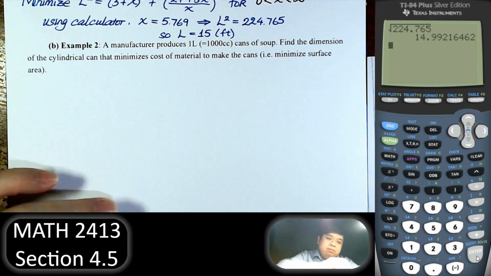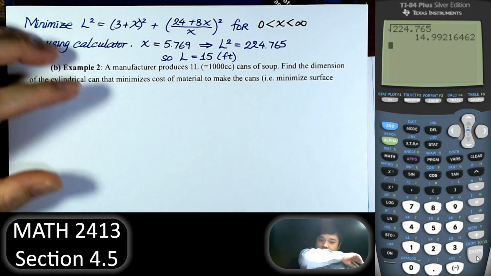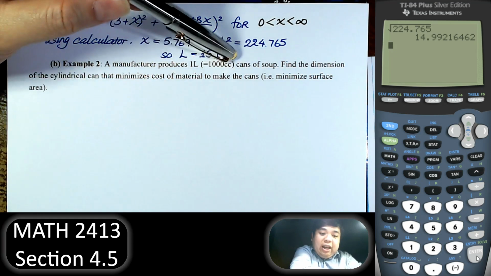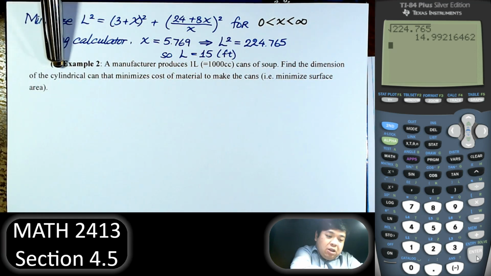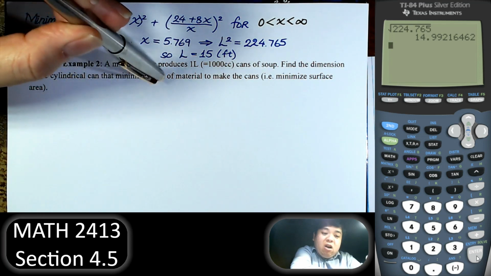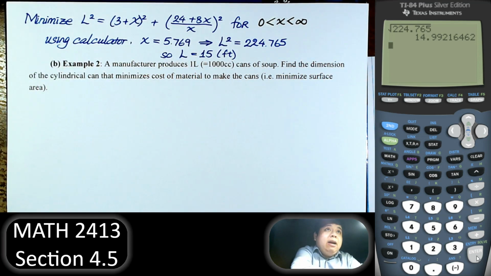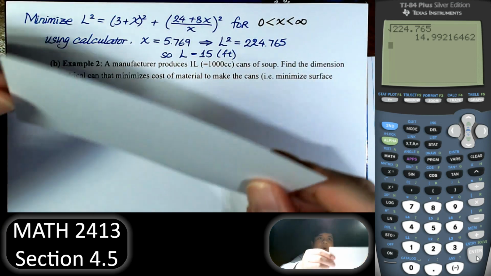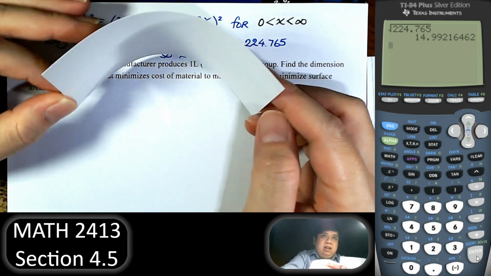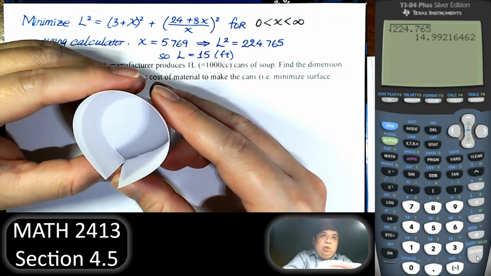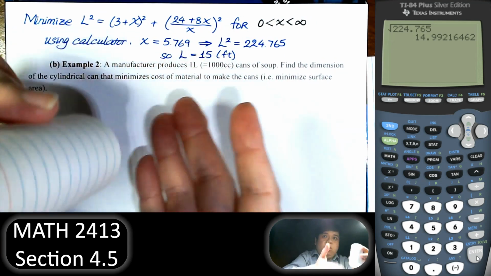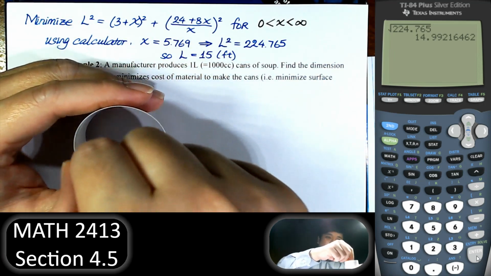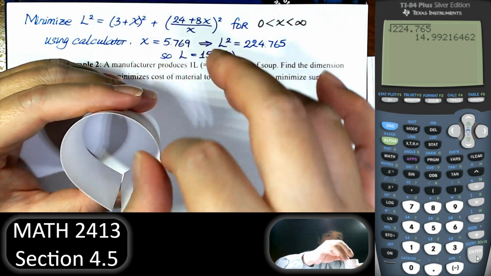Now let's go to another problem. A manufacturer produces 1 liter cans of soup. Find the dimensions of the cylindrical can that minimize the cost of material to make the can, meaning minimize the surface area. When we make the can, we have a piece of metal, we roll it up to form the side, and then one piece on the top and one on the bottom. In the ideal world, we don't have to do the welding on the top and bottom, I mean the rim.